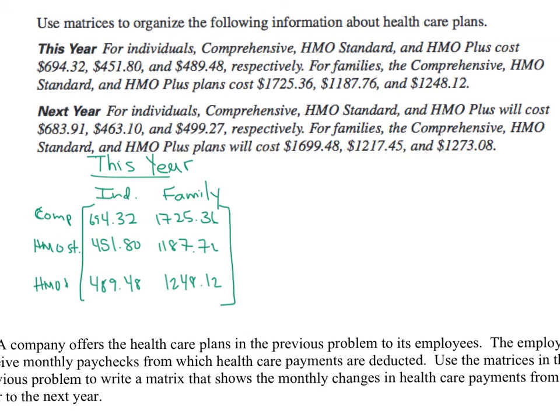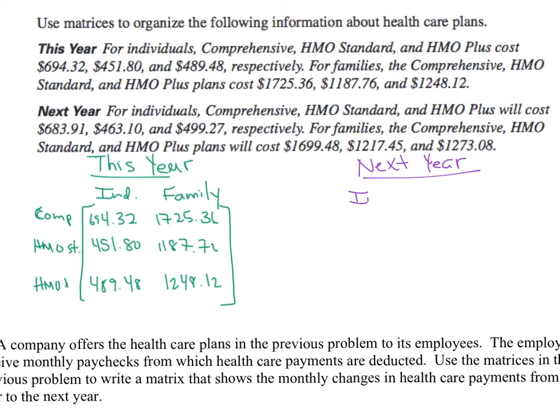So here's what this matrix would look like once I filled in all the numbers. So I just took all the information that was in this first paragraph and put it here in a matrix to organize it. And I'm going to do the same thing, and I'm going to use the same labels for next year. I'm just going to use a different color.